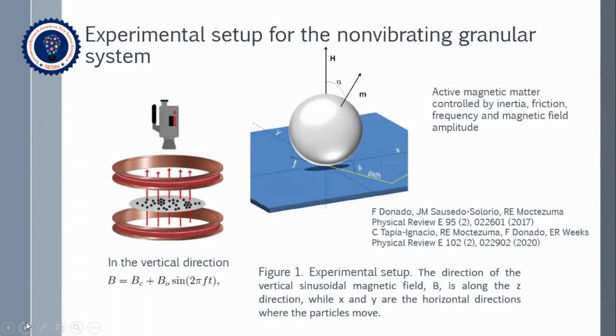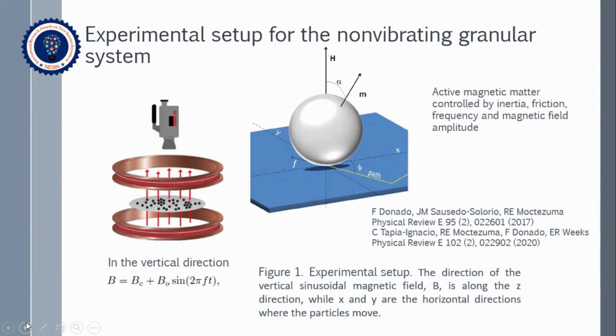The system consists of an ensemble of magnetic particles that lies over a flat horizontal plate in the middle of the Helmholtz coils arrangement. In the vertical direction is applied a magnetic field that has two components. A constant magnetic field that makes particles have an effective repulsive interaction, and an alternating component of the field that makes particles move randomly over the surface.